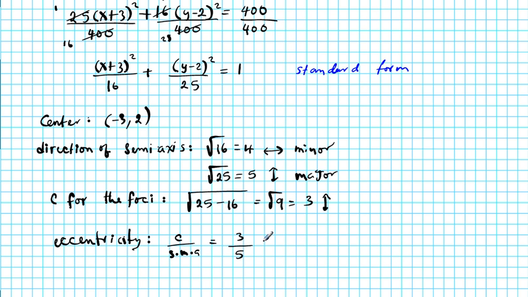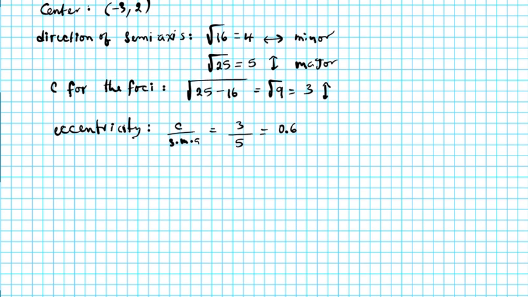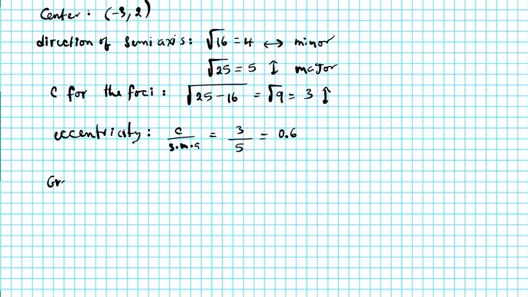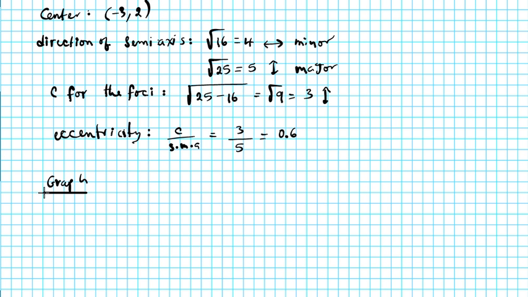That basically equals 0.6. Okay, that's your eccentricity. Now that's all the information I need. Now let's go ahead and graph it. So for the graph, let's find the center first.